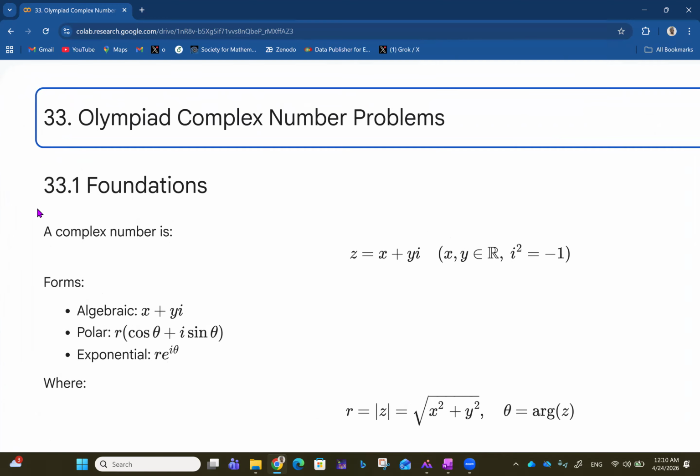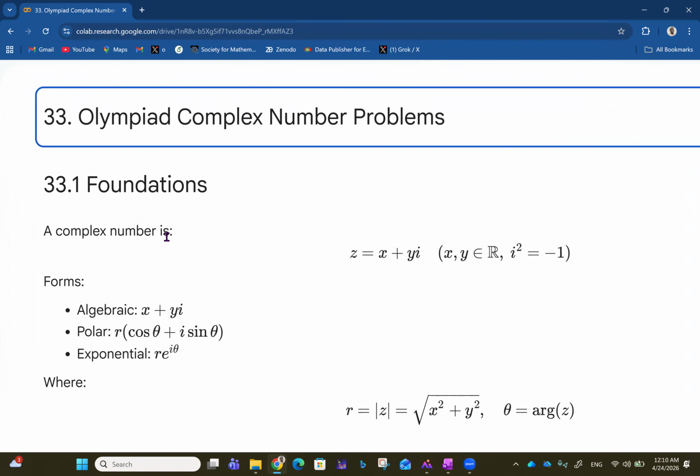First, let's start with the foundations, right? We've talked about this every time. First of all, we know that a complex number is z equals x plus yi, or sometimes a plus ib, or x plus iy, whatever you want to use, where x and y are both real numbers, but i squared is equal to minus 1. So they take different forms. They can take algebraic forms where you have x plus yi, and then they can take polar forms where you have r times cos theta plus i sin theta, which can be derived from x plus iy.